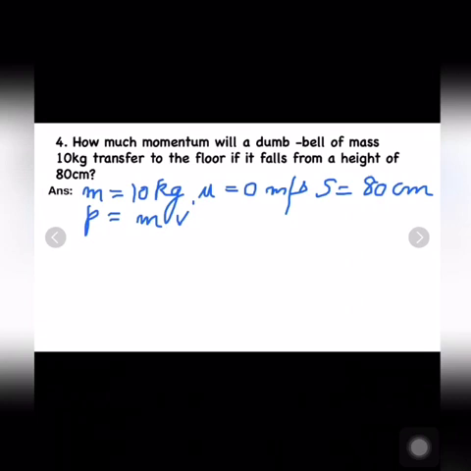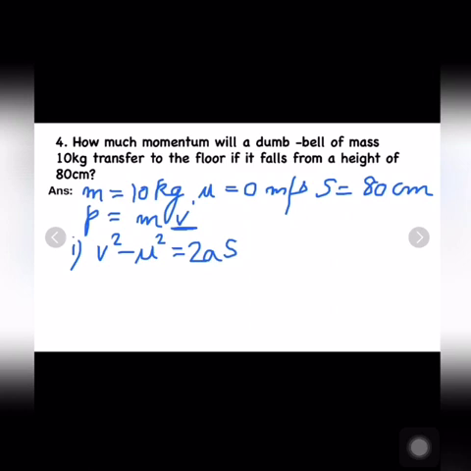The formula for momentum is P is equal to mv, but here you don't know the value of v. So firstly you have to find out the value of v from the given data. How can you find out the value of v? By using the equation of motion, that is v square minus u square is equal to 2as. And why only this equation are you applying? Because in the other two equations time is there: v is equal to u plus at, or s is equal to ut plus half at square. Time is not given to you.